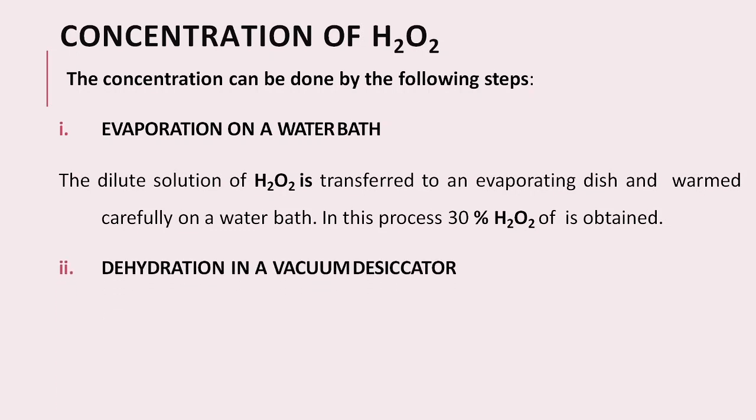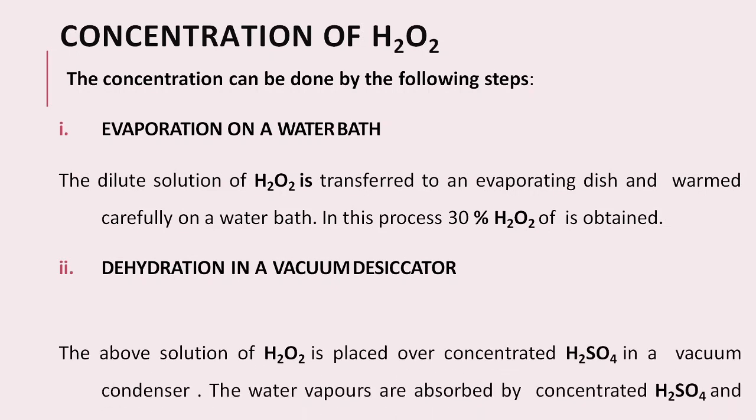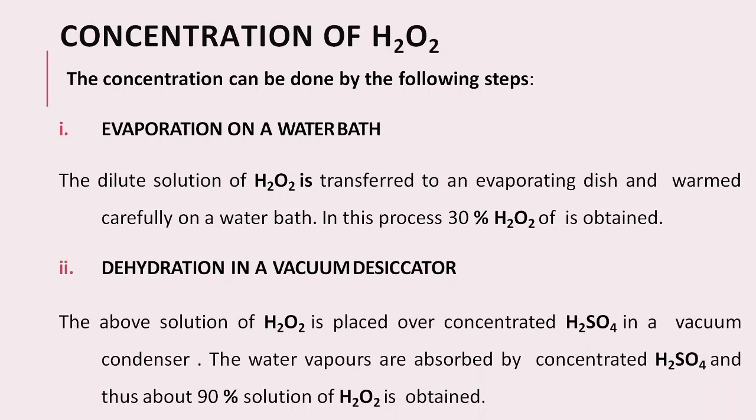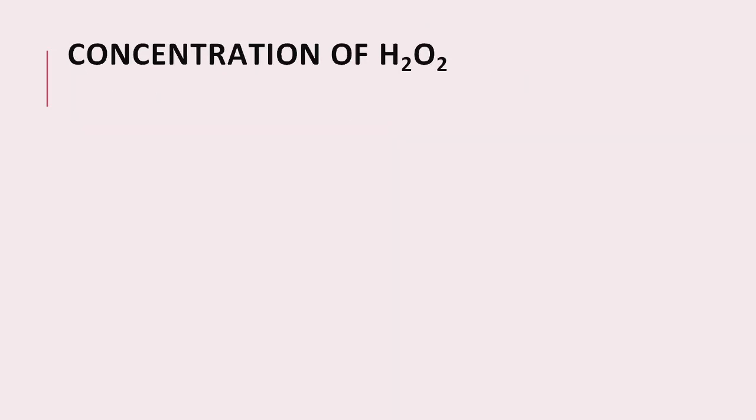Next one is dehydration. Now dehydration means removal of water in a vacuum desiccator. A desiccator is an equipment where by keeping the solution in it we vacuum out all the moisture present inside it, and in this way also the concentration of hydrogen peroxide is done. Here it is written that in this case 90% solution of hydrogen peroxide is obtained. 90% solution means it's very pure, extremely pure, where the quantity of hydrogen peroxide present is 90% in that solution.